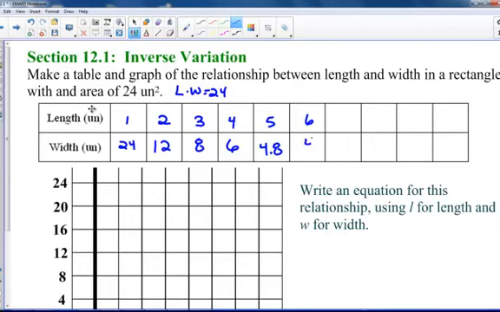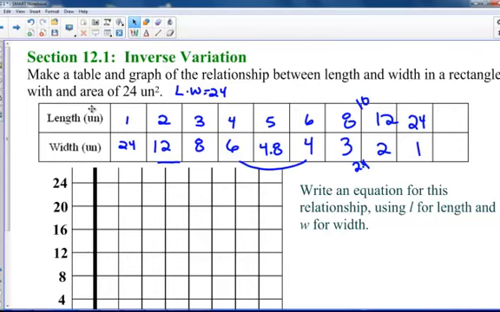6 would then give you 4. 7 is another weird number. Let's go ahead and just start making the 8 match up. 8 giving you 3, and then 12 giving 2, and 24 giving 1. If you want, you could add in 10 giving you 2.4.